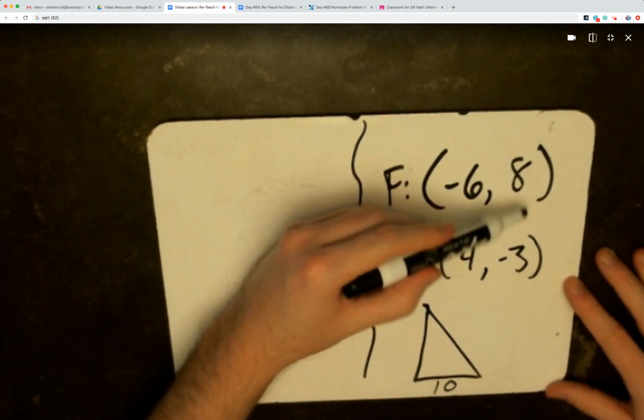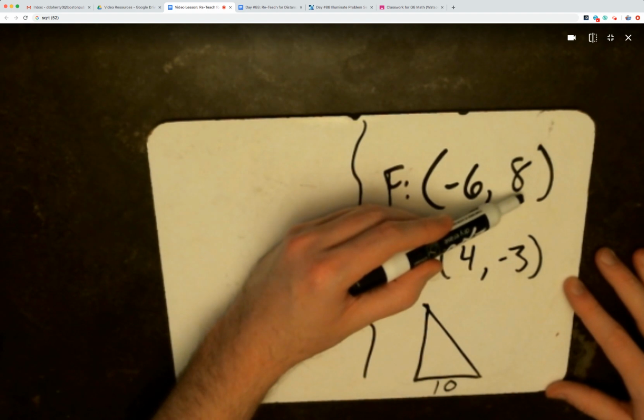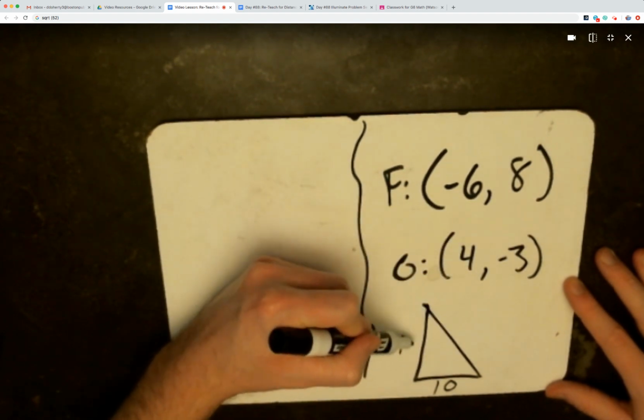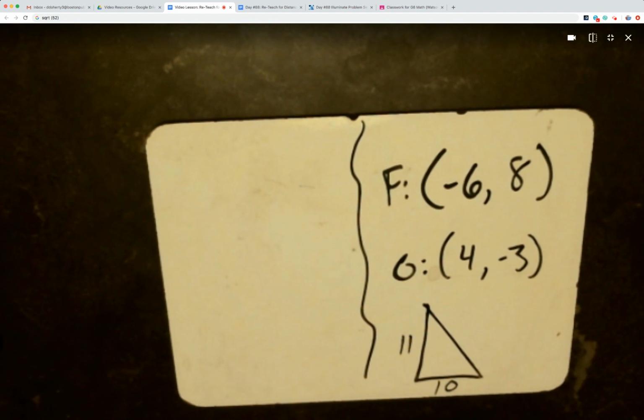Up and down would be represented by the Y change. I go from +8 to -3. That's down by 8, down by 3 more. 8 and 3 together makes 11. So now we know for this one, the distances are 10 and 11.